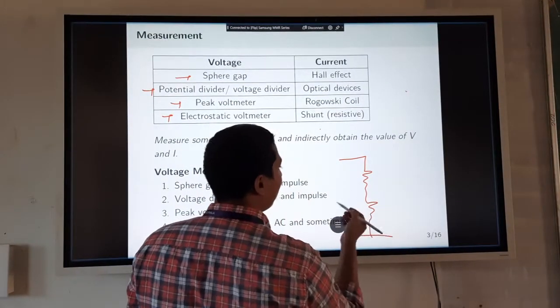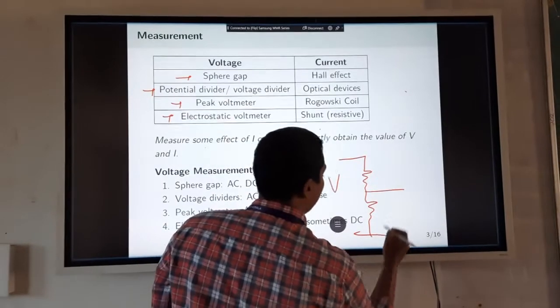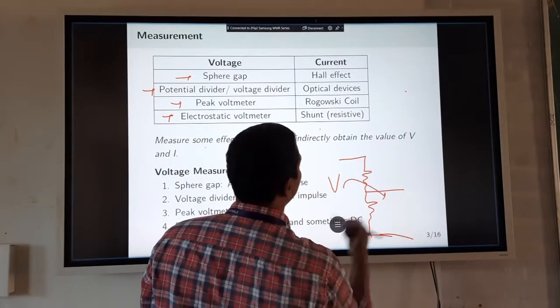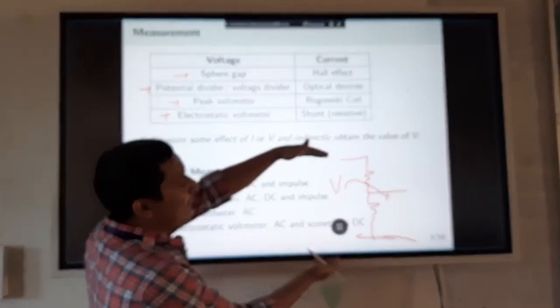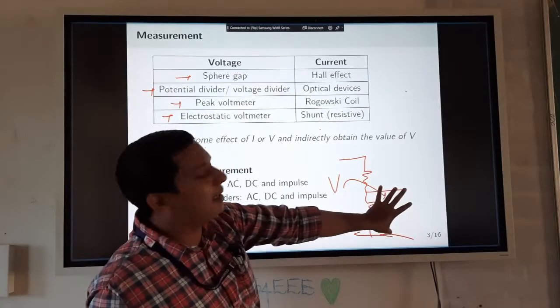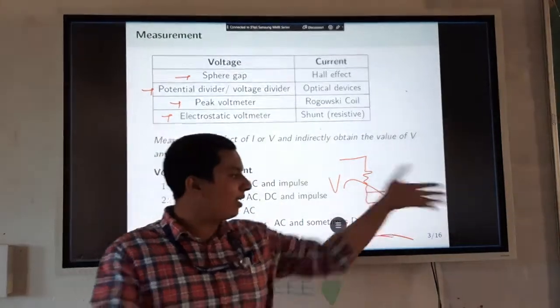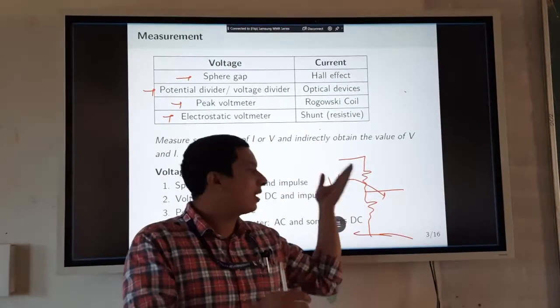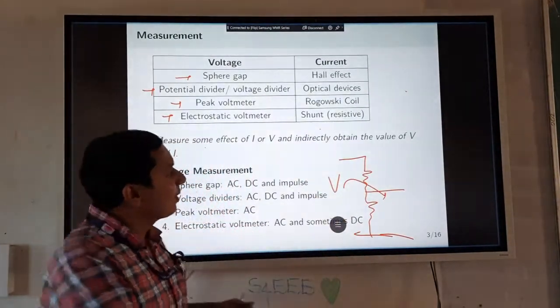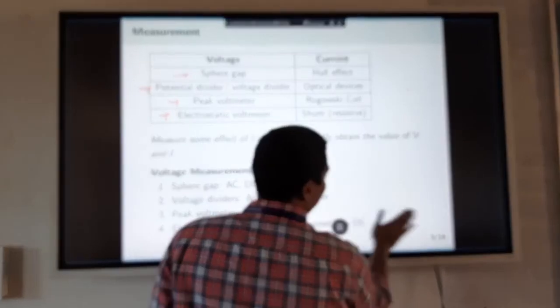Okay, this is a potential divider. You apply a voltage here, and here you get an output which is proportional to this, so that when you have a higher voltage on one side, that can be measured in a linear way, proportional to whatever voltage you applied here. So that kind of simple principle is there in a potential divider.